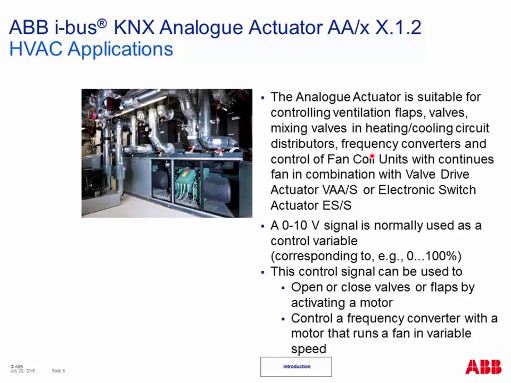Or you would like to control frequency converters for fan speed control. Another application is fan coil units. We already control these very often with our fan coil actuators. But if you need continuous fan speed control, where you need a 0 to 10 volt output, then you can use our analog actuators now together with a valve drive actuator or electronic switch actuator to control the additional valve behind. So it's a combination of two devices to control fan coil units with continuous fan speed control. Very often a 0 to 10 volt signal will be used, as mentioned, to control valves, flaps, frequency converters, or the speed of a fan motor.